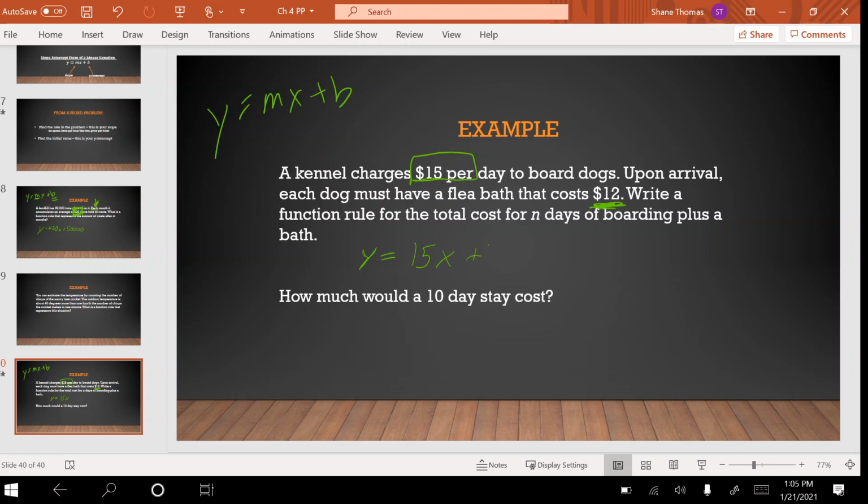I mean, you should have two. Boom, 12. There's my equation. Y equals 15x plus 12. Done. All right? The word per gave it away. That's my equation. That's it.